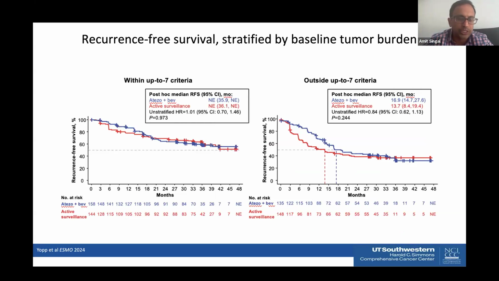When you take a look at this, here you can see the KM curves for within up-to-7 versus beyond up-to-7. And so once again, when you're within up-to-7, those curves are nearly overlapping with no benefit at all for adjuvant therapy. Conversely, for those patients who are beyond up-to-7, so the sum of the tumor size plus number exceeding 7, you can see that there is at least a signal potentially for adjuvant therapy maybe being beneficial. So once again, not definitive, but if we're looking for how we can rescue future trials, maybe better patient selection may be a way to go.